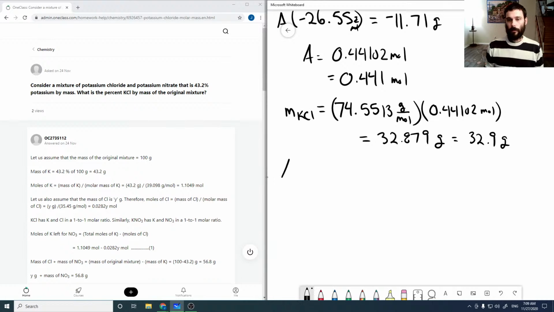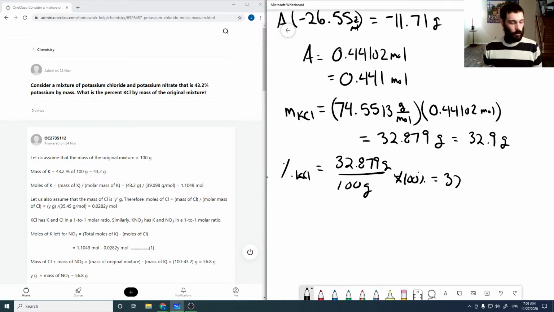So our percent KCl is just this mass amount, 32.879 over our full 100 grams, multiplied by 100%, which is 32.9%, rounded to our 3 significant digits. Okay, so that's our mass percent of KCl. So that's our final answer.